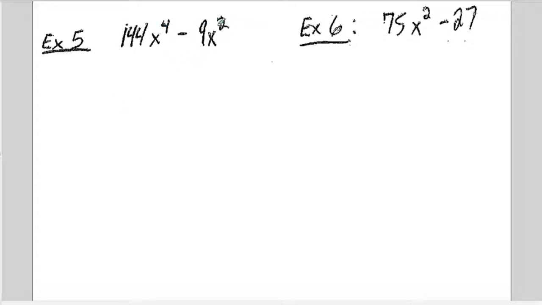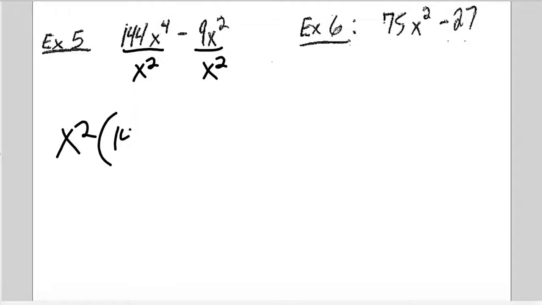Here we have even exponents, but notice that the bases are the same. So while 144 and 9 are exciting because I know they're perfect squares, let's factor out a GCF. Let's pull x squared out, with our smallest degree that both terms have of that base. So we're left with 144 x squared minus 9.